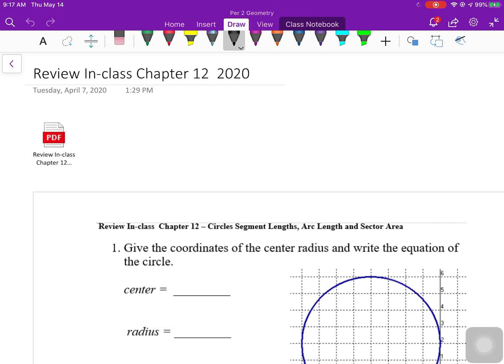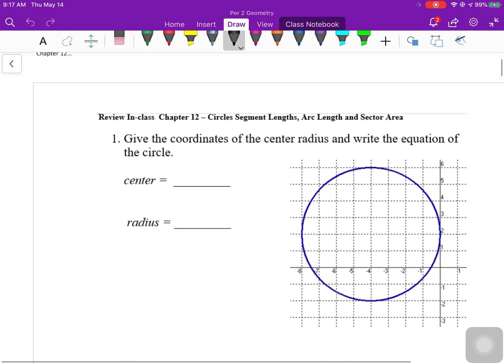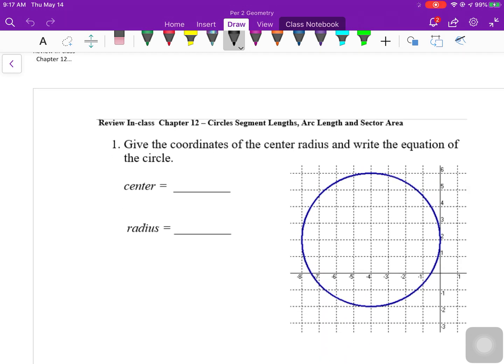Now we come to the last thing in geometry this year. And that last thing, of course, is to review Chapter 12 before the Chapter 12 test. So we're going to review in the reverse order of the chapter, starting with the latest material first.